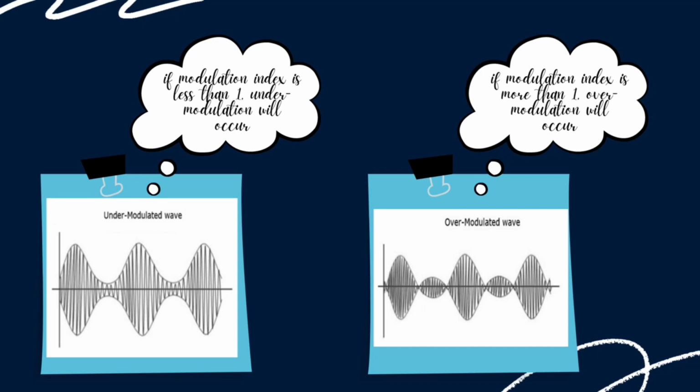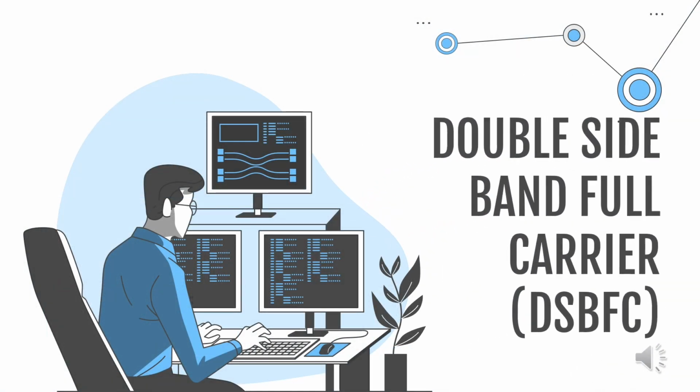For a perfect modulation, the value of the modulation index should be 1, which implies the percentage of modulation should be 100%. For the case where the modulation index is less than 1, undermodulation occurs and the modulated output would look like the figure, and it is called an undermodulated wave. If the value of the modulation index is greater than 1, then the wave will be an overmodulated wave, and overmodulation occurs.